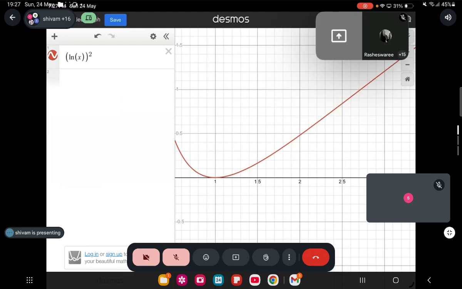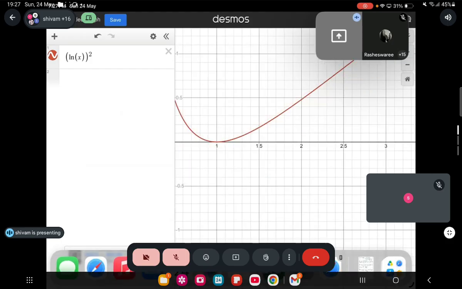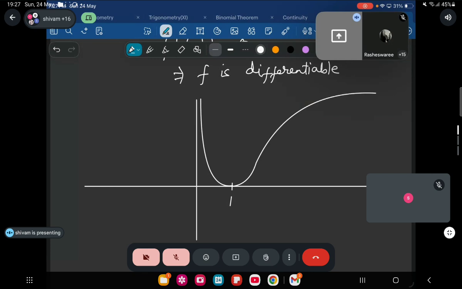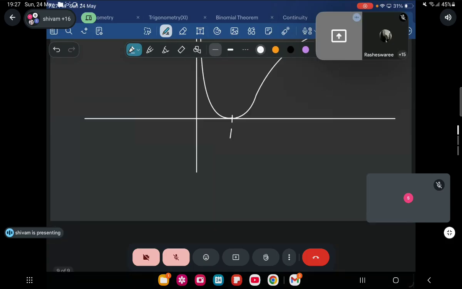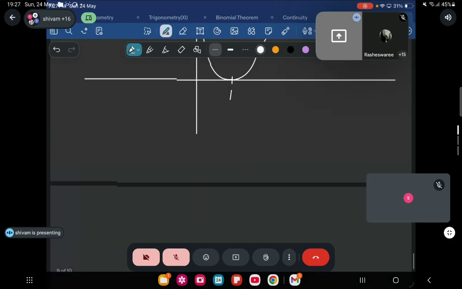So by just drawing the graph, if you solve this problem just by drawing the graph, you won't be able to make out whether it is differentiable or not differentiable. You have to do it mathematically. So that's why you people were saying non-differentiable. There's another problem I'll give. Just by drawing the graph, you won't be able to make out.